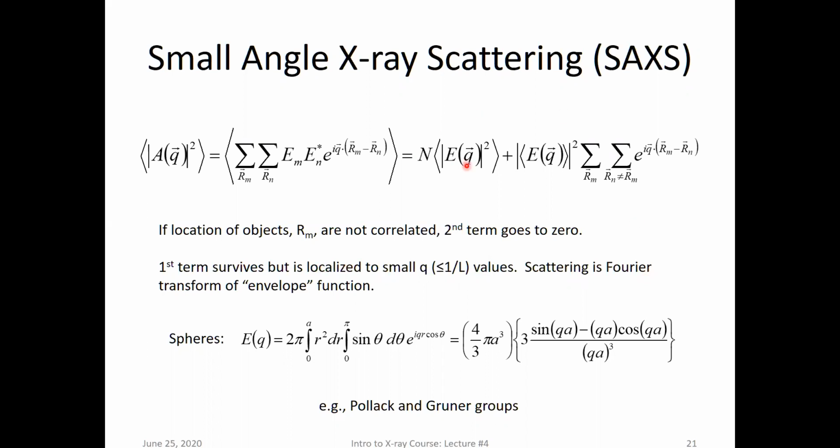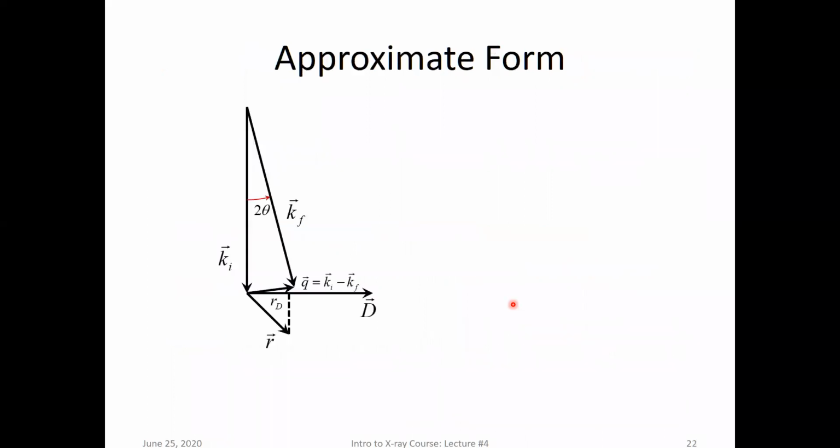So the scattering there is basically the Fourier transform of the shape of the function. I can do that calculation for special cases. For example, in a sphere, I can just integrate from 0 to a instead of integrating over all space. You get a closed form solution. And this kind of small angle scattering is done by both Lois Pollock's group and Saul Gruner's group. So some of you may have worked with them.